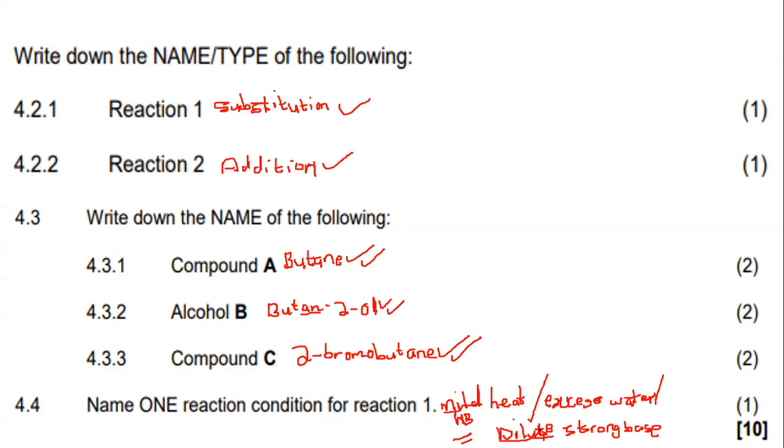So those are also amongst the errors that you as learners make. You then write heat instead of mild heat.